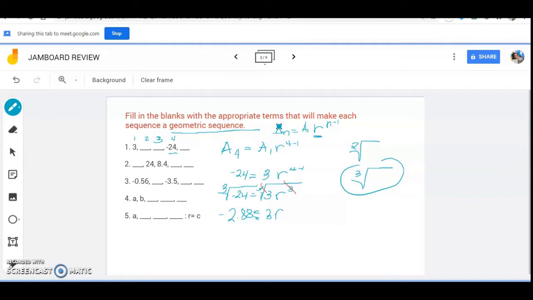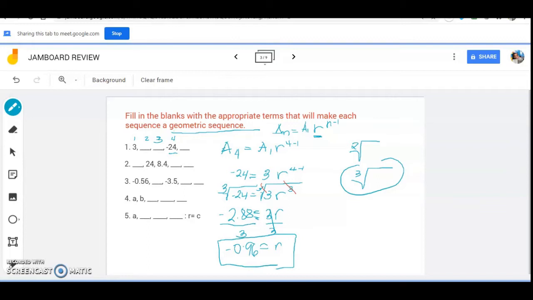Ngayon, kailangan maiwan ni R dito sa kabilang gilid. So, anong gagawin natin para maiwan si R? Okay, very good. We have to divide both sides by 3. And if we are going to divide both sides by 3, the value of R now is negative 0.96. Bakit negative? If we are dividing a negative and a positive number, that is still negative. So, meron na tayong value ng R.